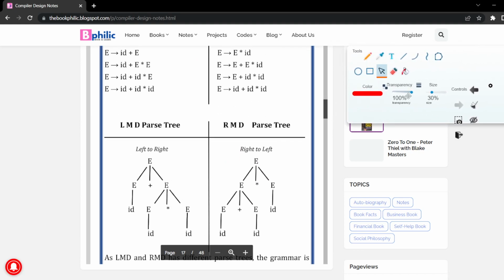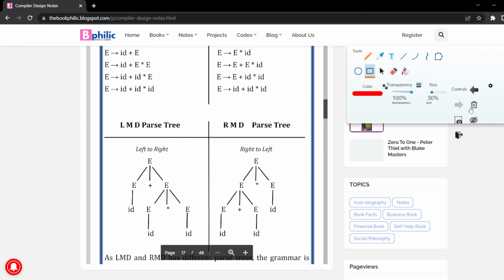So let us move on to the next step, that is we are deriving this capital E into capital E plus E. So we are deriving again capital E into E plus E, and this capital E is derived into a small id, which cannot be further derived on. Now, ultimately, we are deriving this capital E into ID and this capital E into ID. So, in that way, we have gotten our respective LMD parse tree and RMD parse tree.